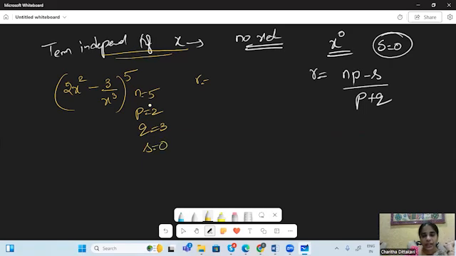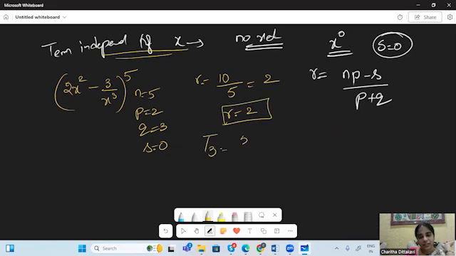Now r is what? np, that is 10, minus s is 0, by p plus q, that is 5, which is 2. So r equal to 2. R equal to 2 is which term? That is the third term. That is nCr, so 5C2, (2x²)^(5−2) and (−3/x³)^2.